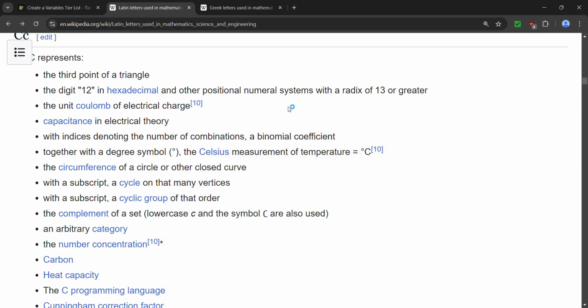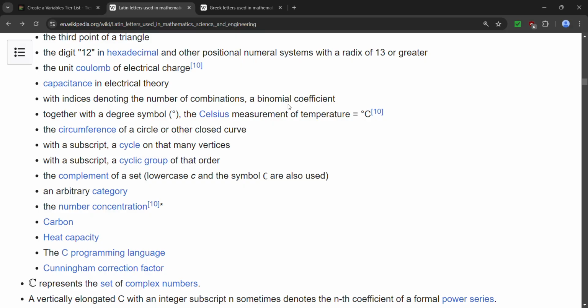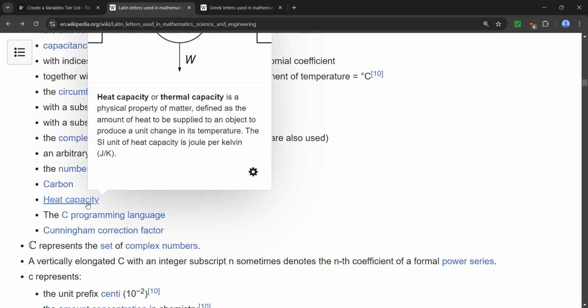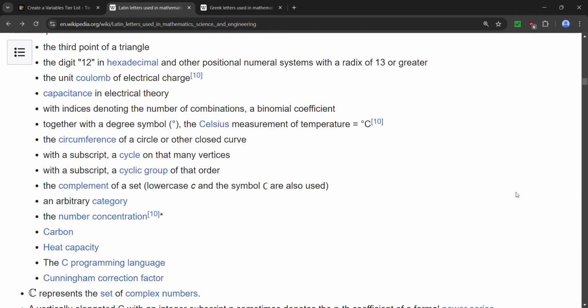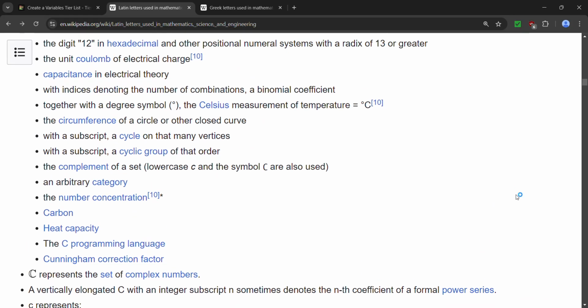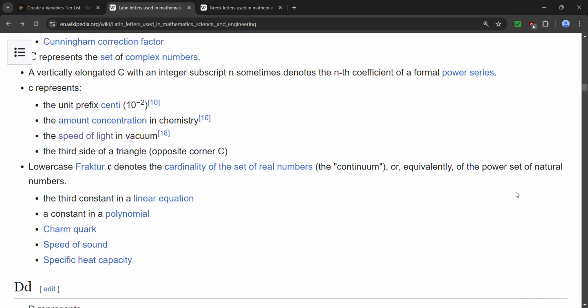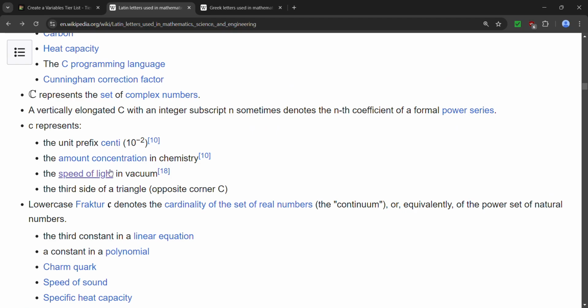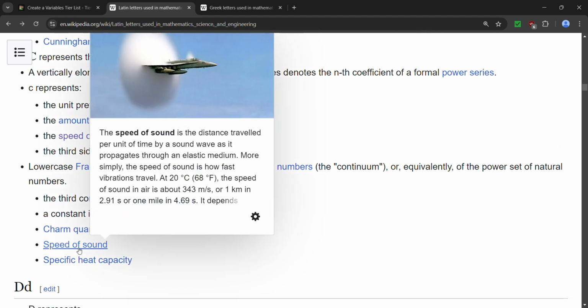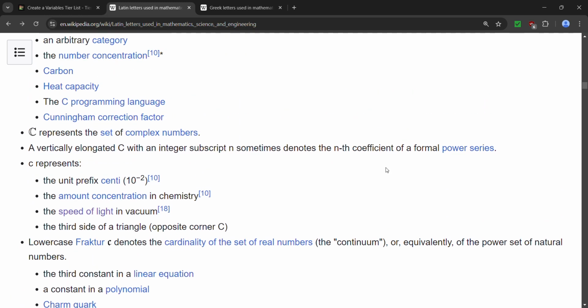So yeah, shout out to Celsius. Heat capacity is also a pretty good one. I'm not gonna lie, I'm pleasantly surprised here by C. These are pretty good representations here. The speed of light, okay. These are good. I've never seen it used to represent the speed of sound, but this is a lot of good ones.